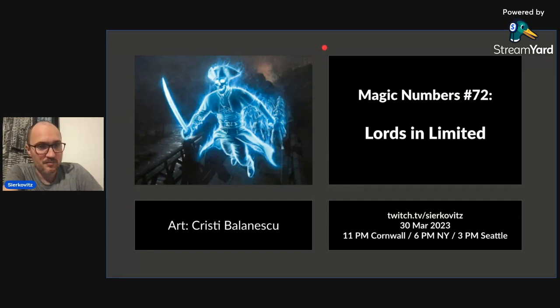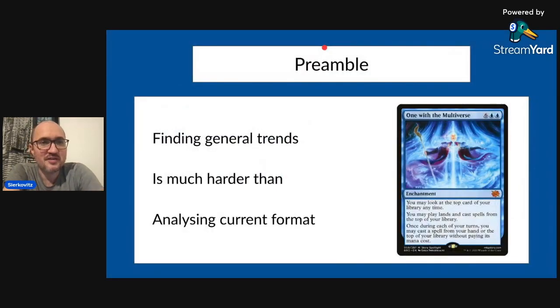All right, so let's move to the first stage of the podcast, and this is the preamble that I have every time. And this week's preamble is finding general trends is much harder than analyzing current format. This is something that I can maybe play my little violin, but generally, I do like analyzing the current set, and it's always interesting. But my main interest in terms of looking at data and magic is looking across multiple formats and trying to find those trends that are universal for them.